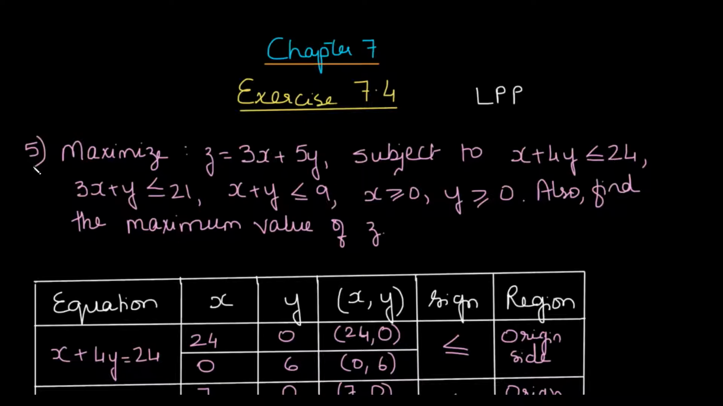Now the fifth question, which is maximize z is equal to 3x plus 5y subject to these constraints, that is x plus 4y less than or equal to 24, 3x plus y less than or equal to 21, x plus y less than or equal to 9, and the non-negativity conditions, that is x and y are greater than or equal to 0, which means our graph lies in the first quadrant. They have said also find the maximum value of z, which we always do in every sum anyways.